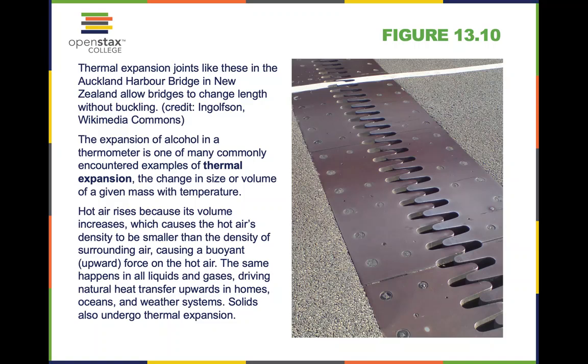We also have thermal expansion. Thermal expansion joints like these in the Auckland Harbour Bridge in New Zealand allow bridges to change length without buckling. So here, these are changing lengths between the bridges, between the connections, without it really moving. The expansion of alcohol in the thermometer is one of many commonly encountered examples of thermal expansion: the change in size or volume of a given mass with temperature. So basically like that alcohol thermometer we saw at the very beginning.